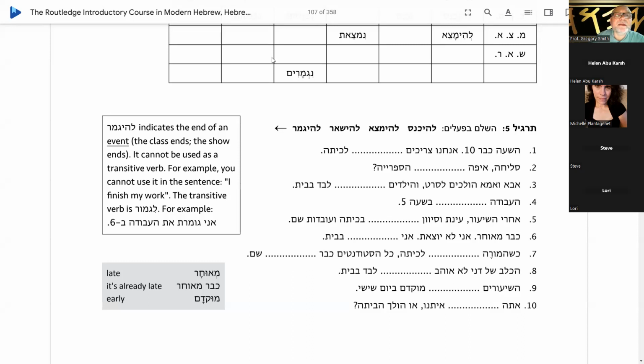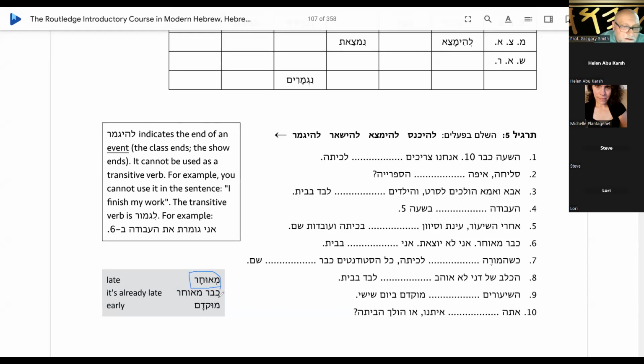Okay, so let's take a look at this here. We've got meuhar, which means late. Kibar, meuhar, it's already late. Here's mukdam, early, mukdam.